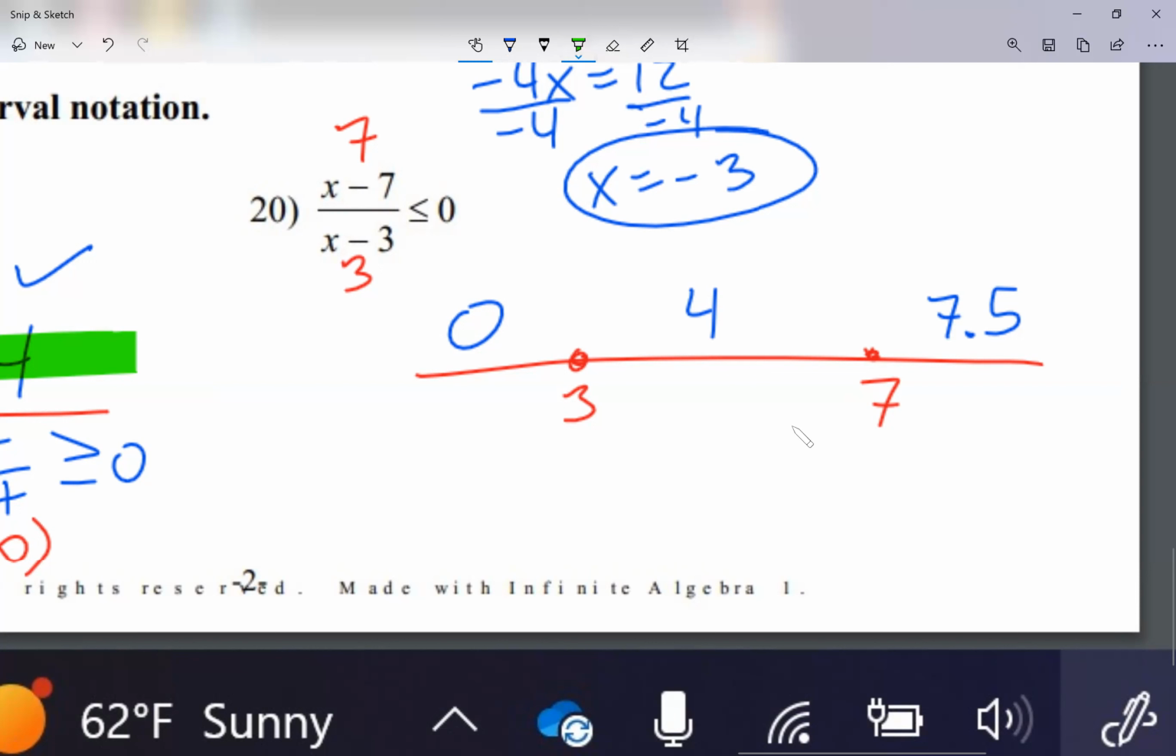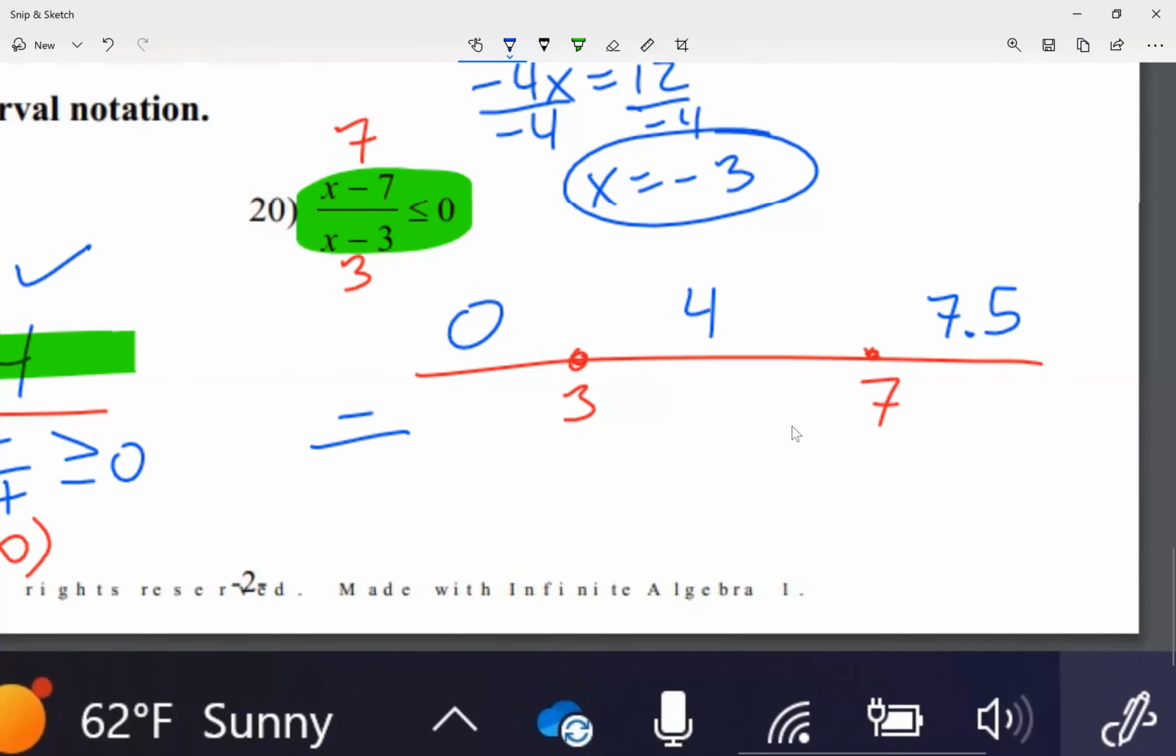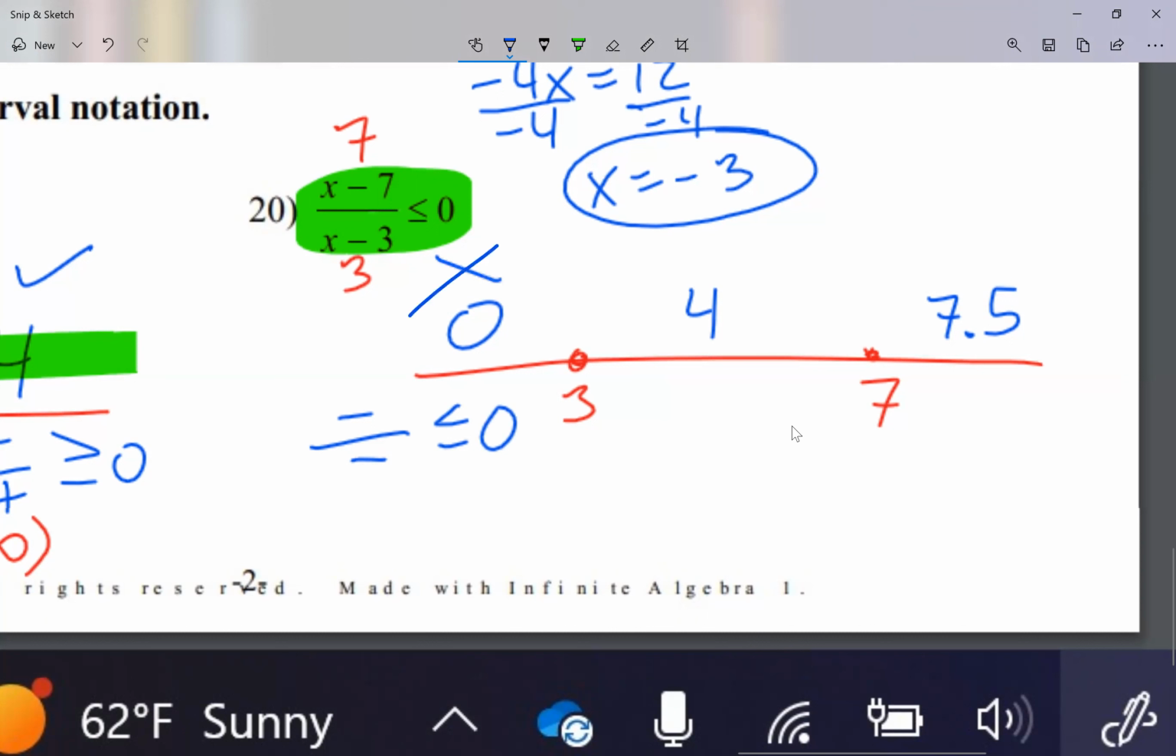Okay, so my inequality is here. And I'm going to check the signs, right? Let's not be afraid of decimals, because I just worry about the signs. On the top, x minus 7. If x equals 0, x minus 7 gives me a negative. And at the bottom, 0 minus 3 gives me a negative. Is a negative divided by negative less than or equal to 0? I know negative divided by negative is positive. So is a positive less than or equal to 0? No. So this section did not work.